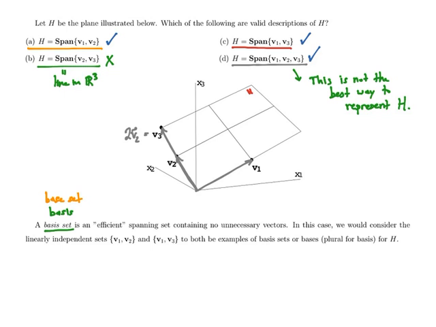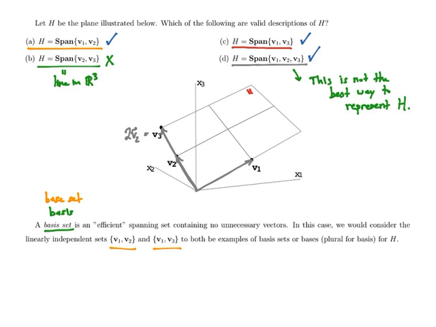And in this case, we can look at A and C. These two sets are both examples of basis sets or bases for H. Note that bases is the plural for basis. There's more than one way that you can write that. Again, we have two options here. But D is not an example of a basis because it's not efficient.